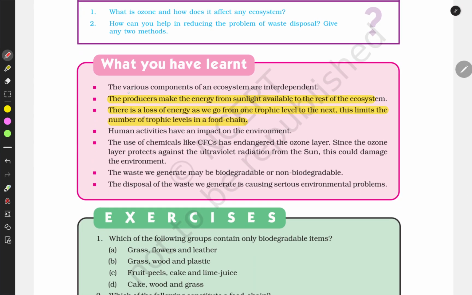Let's quickly revise this. The various components of the ecosystem are interdependent, and producers make energy from sunlight available to the rest of the ecosystem. There is a loss of energy as we go from one trophic level to the next, and this limits the number of trophic levels in the food chain. So why don't we have 10 or 11 trophic levels? Because of the 10% rule. At the top carnivore level, we hardly have much energy, because the 10% rule restricts and limits the number of trophic levels.